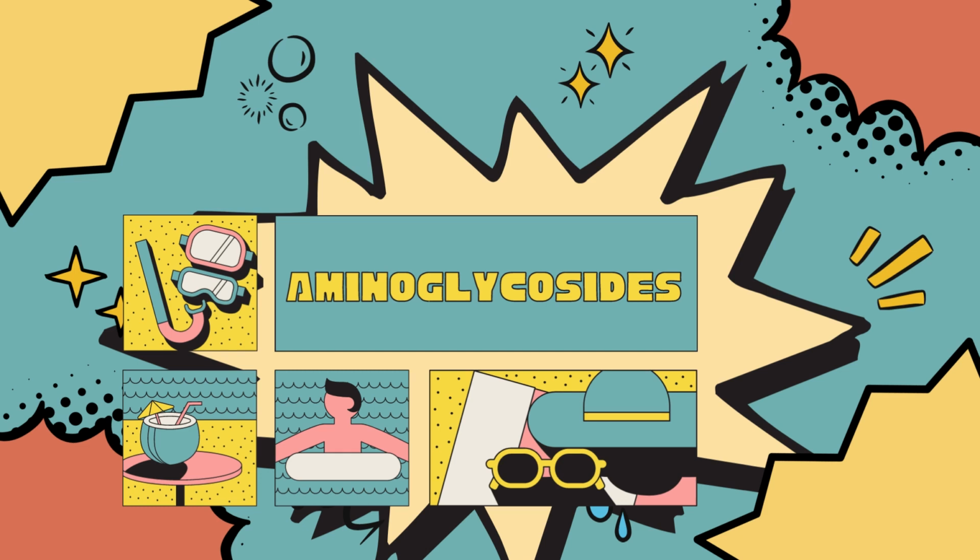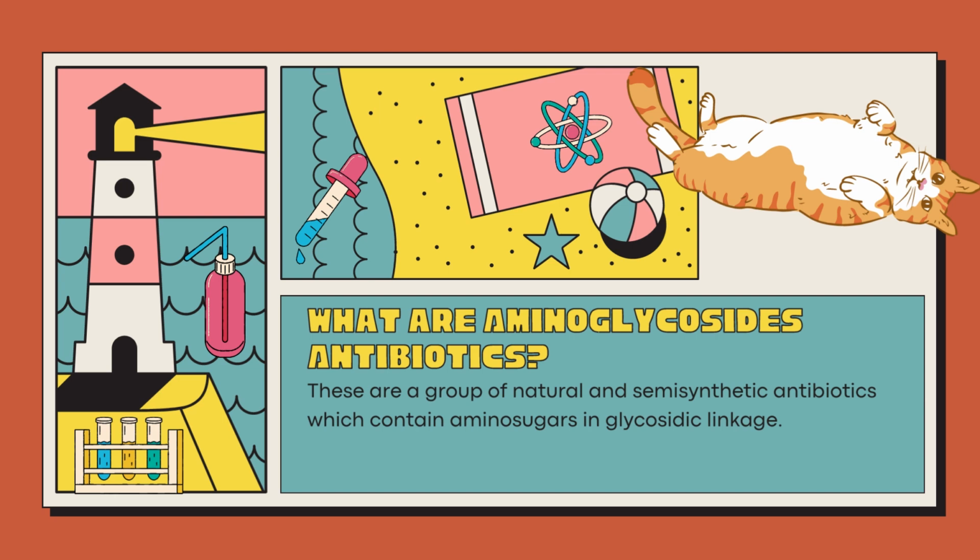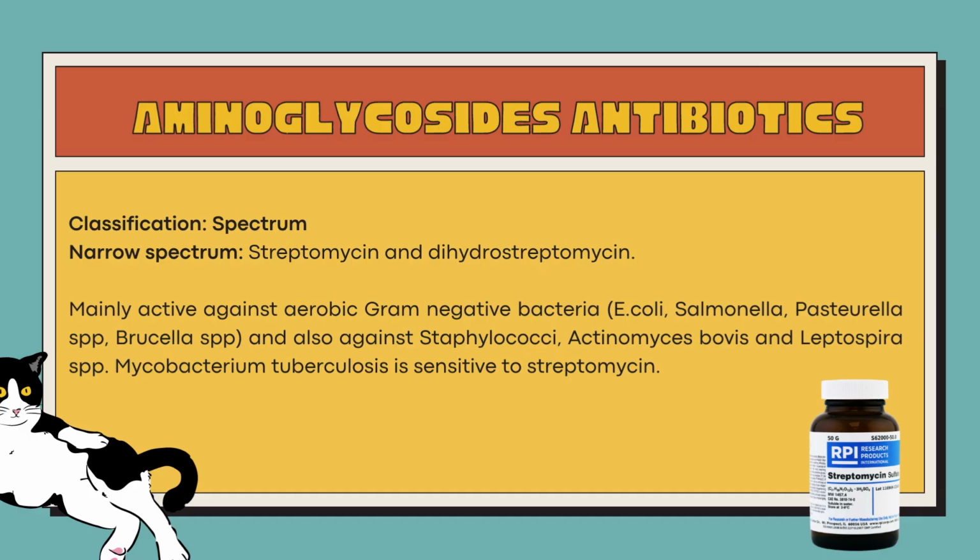Now, we move on to aminoglycoside antibiotics. What are aminoglycoside antibiotics? These are a group of natural and semi-synthetic antibiotics which contain amino sugars in glycosidic linkage. What is the classification of aminoglycosides?